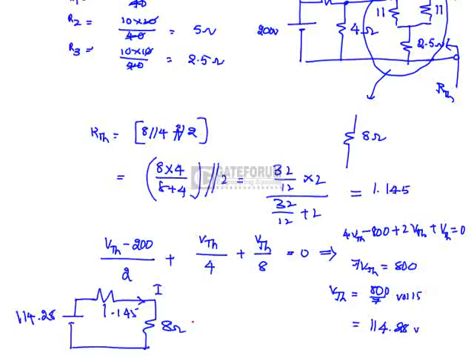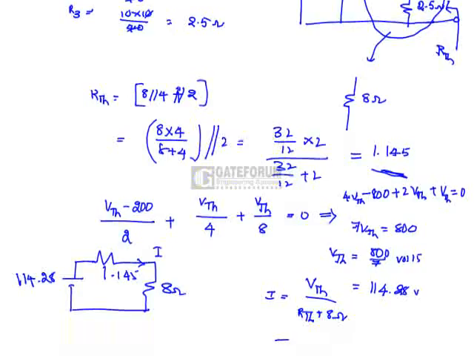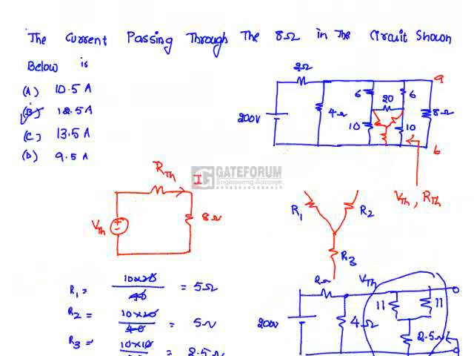So if we find VThevenin, we will get it as 114.28 volts, whereas RThevenin we will get as 1.145. So now if we calculate I, that is VTh by (RTh plus 8 ohms), then we will get it as 2.5 amps, which means option B is correct.